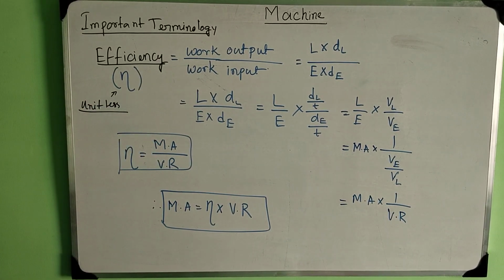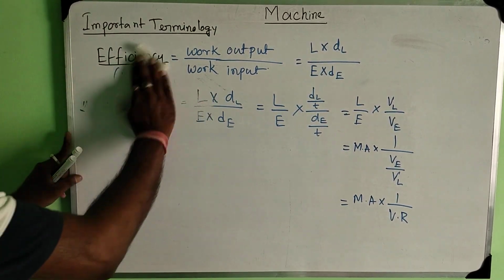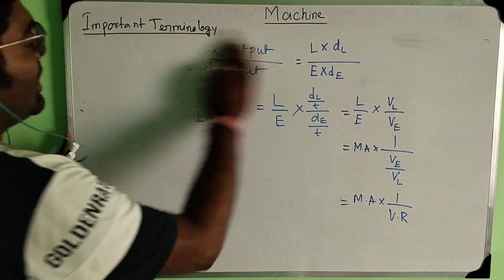Efficiency is also a unitless quantity. Now, some important points we have to understand. Up to this, I think everyone is clear. If anyone has any doubt, then you can ask me in the class.